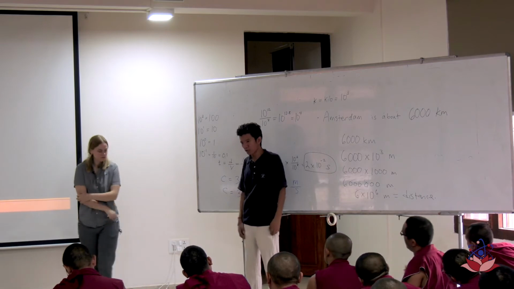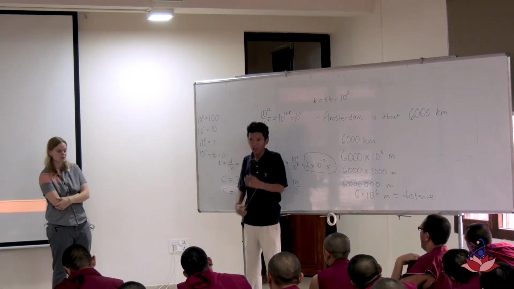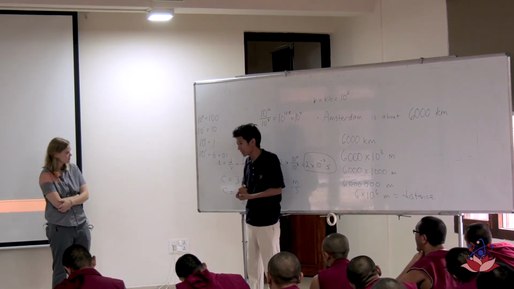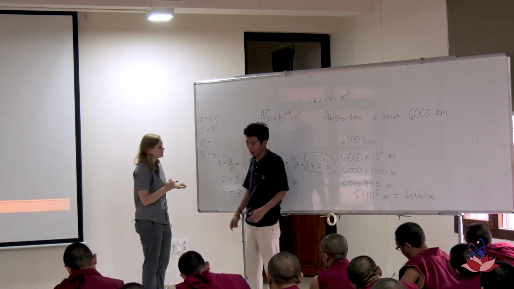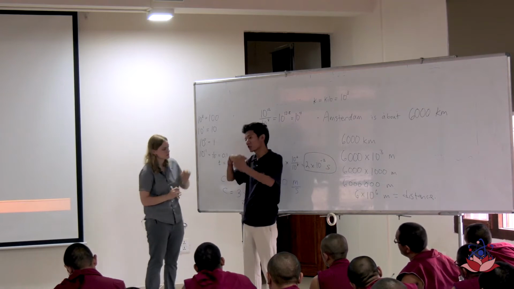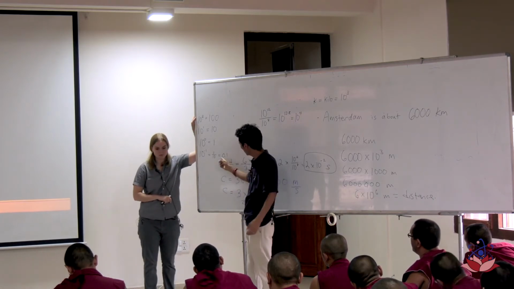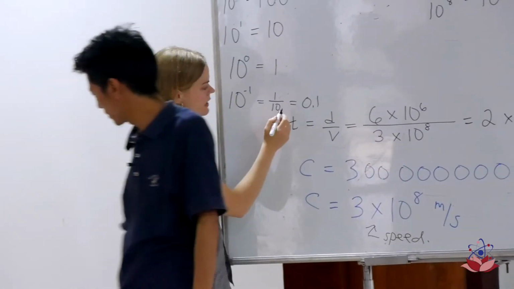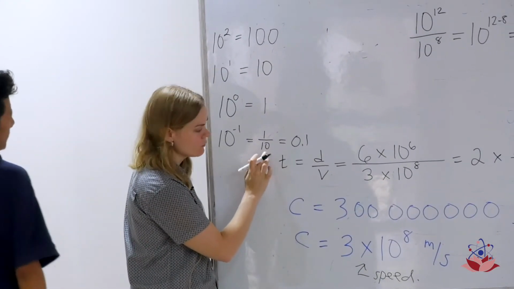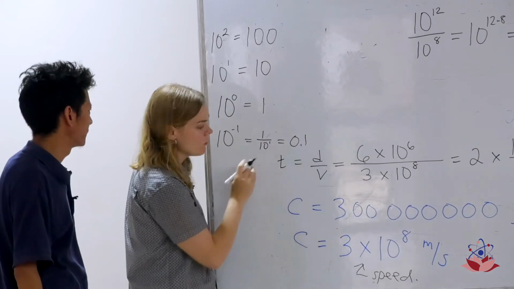Notice that another way to write 1 over 10 is 1 over 10 to the 1.